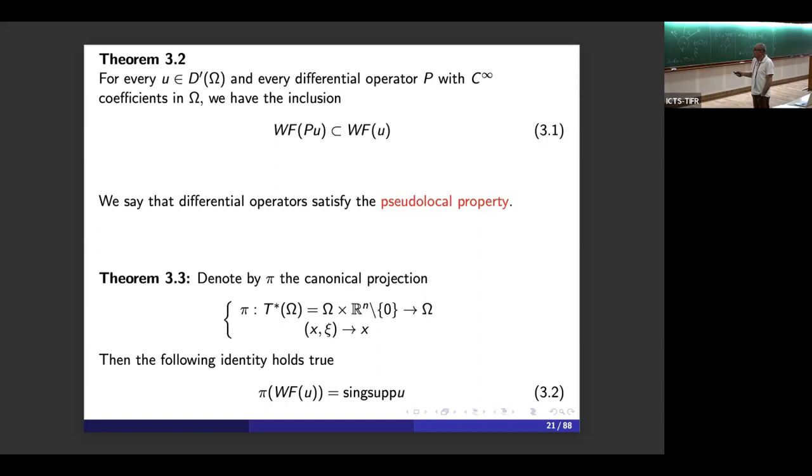We call this property the pseudo-local property. Remember, the only linear map on the distribution set D prime, not necessarily continuous, that conserves the support are the differential operators, the Peetre theorem. The only linear map on D prime that conserves the wavefront, that's not a differential operator, will be a pseudo-differential operator. Okay, so we start in a good way. Differential operators conserve the wavefront set. They do not increase it.